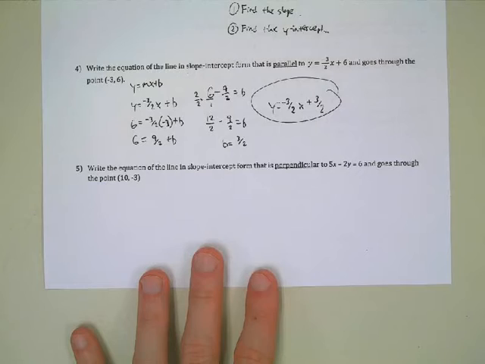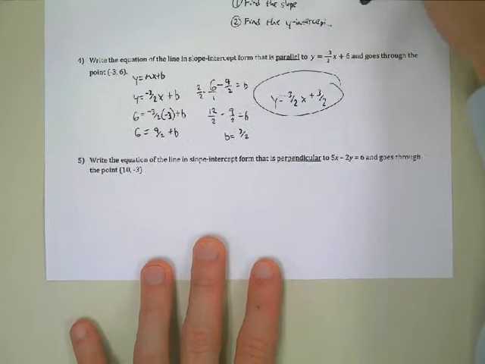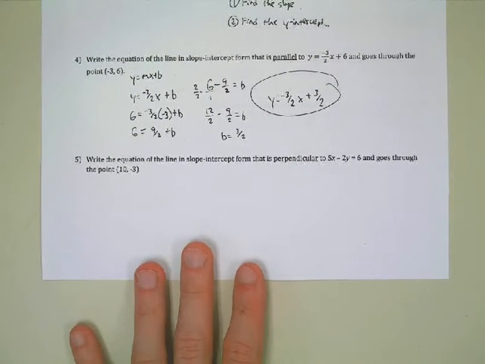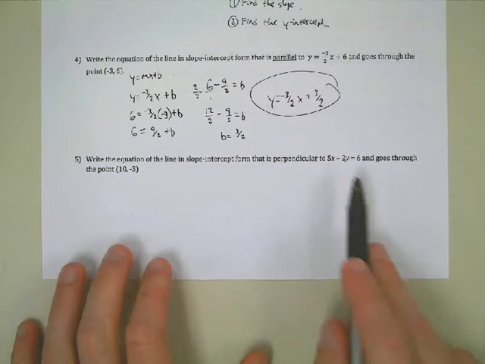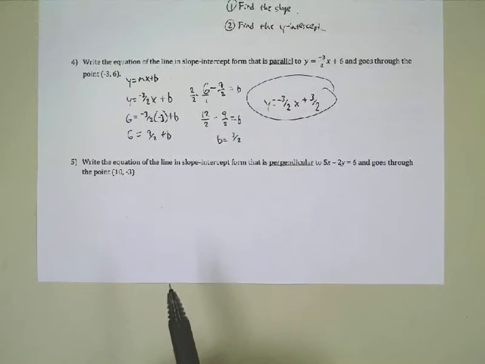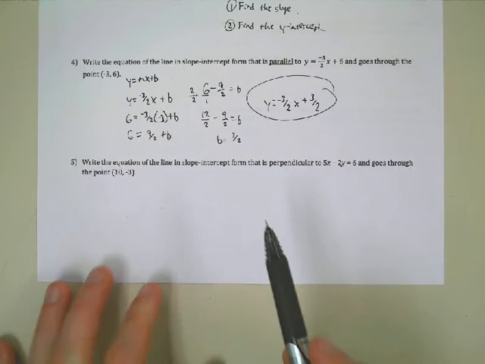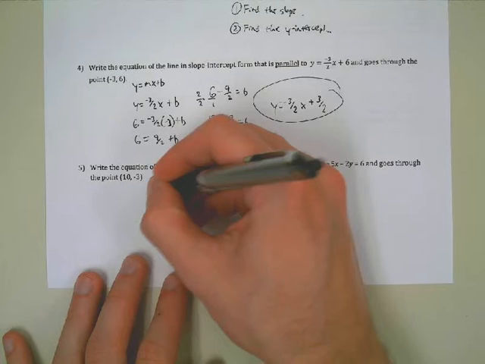All right, last one. I'll cut you guys loose on your homework here. Write the equation of the line in slope-intercept form that is perpendicular to 5x minus 2y equals 6 and goes through the point (10, -3). So, again, I want to write the equation of a line in slope-intercept form that is perpendicular to this.